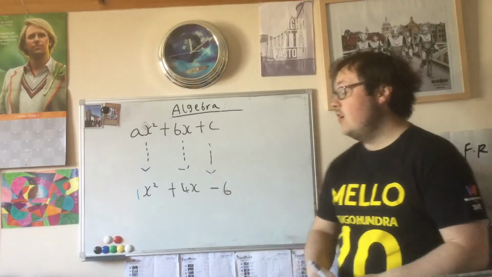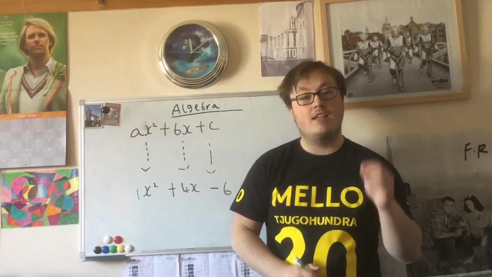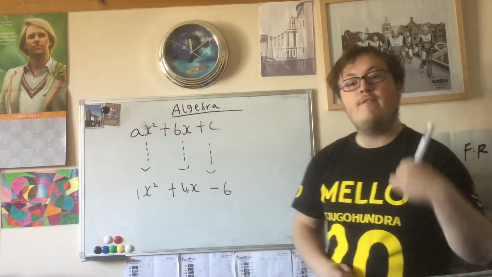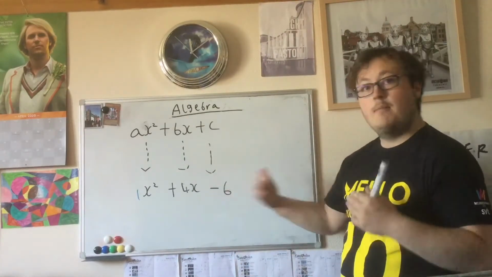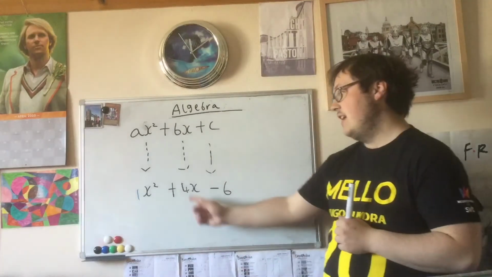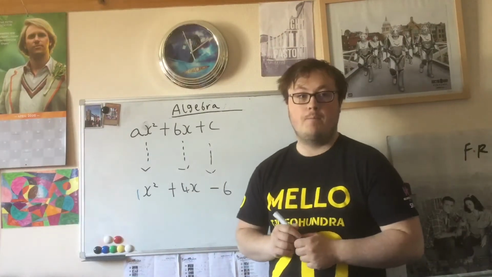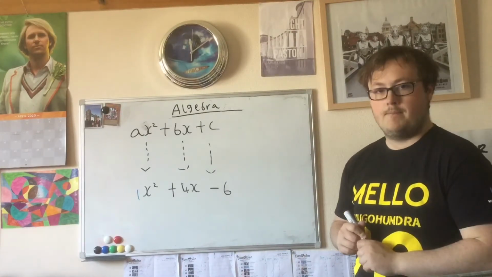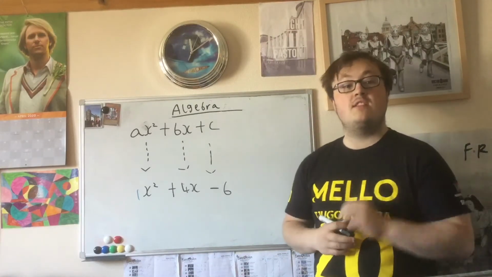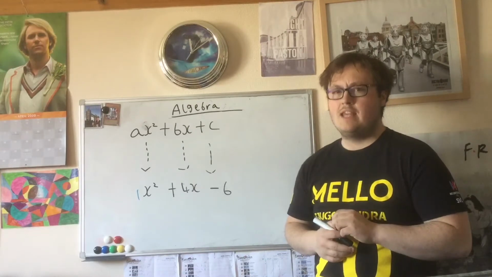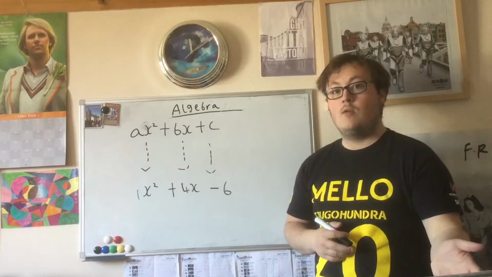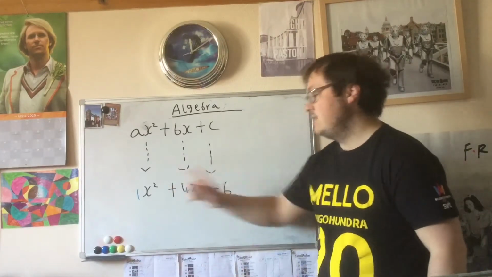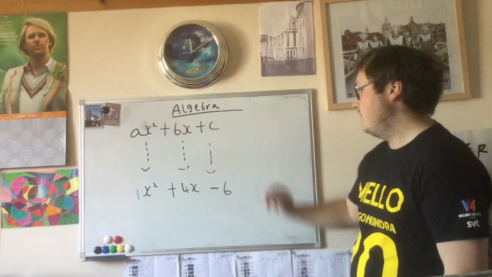Now this is an example of a quadratic equation that cannot be factorised because there are no whole number factors that multiply together to get negative 6 and add together to get 4. So this is when we're going to be doing something called the quadratic formula. Now the good news is you don't need to know this formula off by heart. You will be given it. But you still need to know how to use it. So what you need to do is find out what your a is, what your b is, and what your c is, and you need to write this.